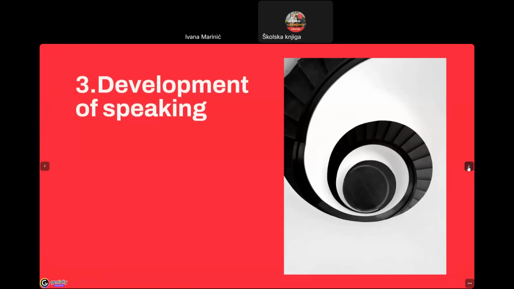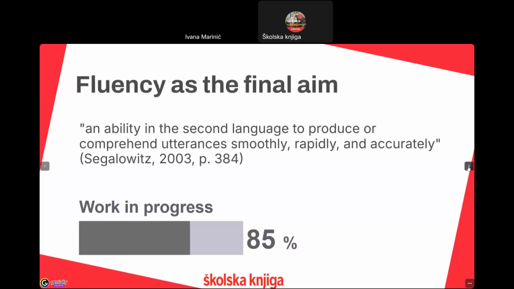And now let's move on to the development of speaking. There will not be many slides. Everything will be on one slide because everything is equally important. Fluency is the final aim of teaching speaking, right? So, what is fluency? This particular definition says that it's an ability in the second language to produce or comprehend utterances smoothly, rapidly, and accurately. Okay, so this is all fluency.